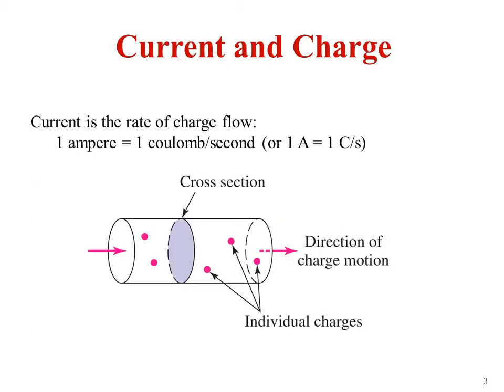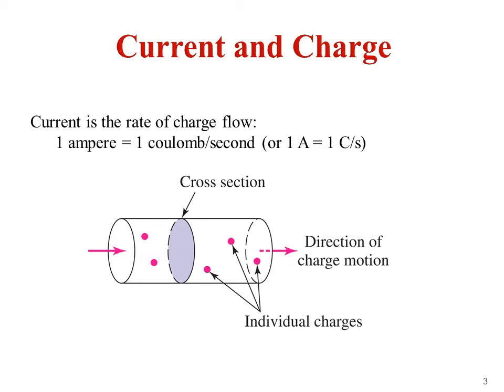Now, current and charge. In this slide we will discuss the relationship between current and charge. Current is the rate of charge flow, that is, the rate at which charge is flowing. 1 ampere equals 1 coulomb per second. That is, if 1 coulomb of charge travels in 1 second, then 1 ampere of current is flowing in that circuit.